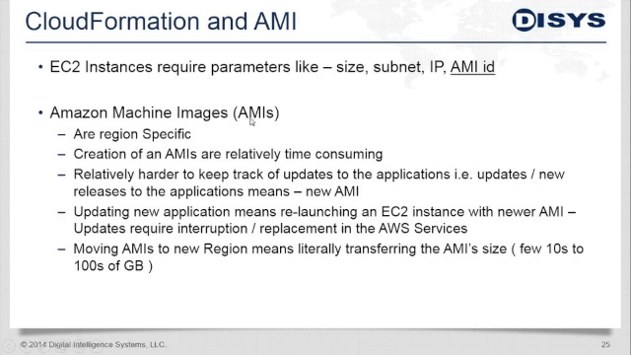AMIs are region specific, and creation of an AMI by itself is time consuming, as you would like to create a base AMI, and to make use of an AMI, you would create an EC2 instance, do configuration, and then bake that AMI. So there is a certain amount of time and effort involved in creating that AMI to match your need. And as your application evolves to newer features, a newer function set and newer patches, recreating AMIs every time is a very time consuming and effort intensive process as well.